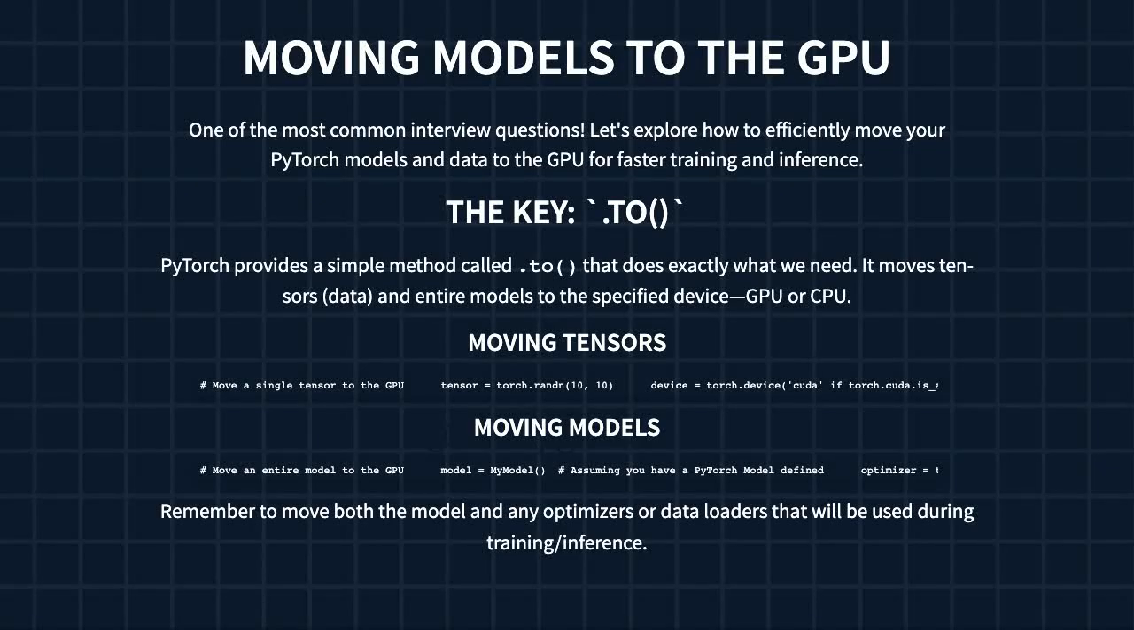Okay, let's talk about getting your PyTorch models running faster. Moving a model and its associated data to the GPU is crucial for speeding up your deep learning workflows. The easiest way to do this is with the .to() method. You can use it to move individual tensors like batches of images or numerical data, or the entire model itself, to the GPU if one's available. Just make sure you check for GPU availability first, and then apply .to(). Don't forget to move any optimizers and data loaders too, so they can all work efficiently on your chosen device.